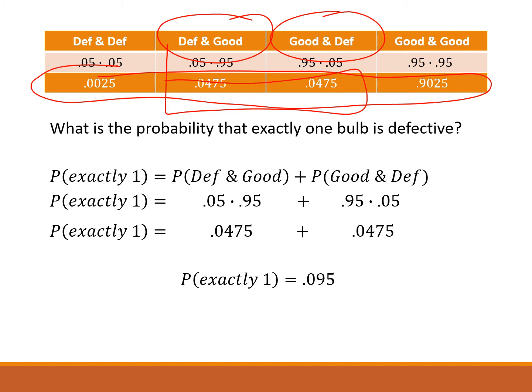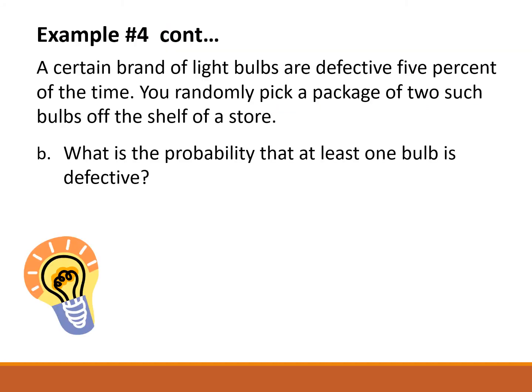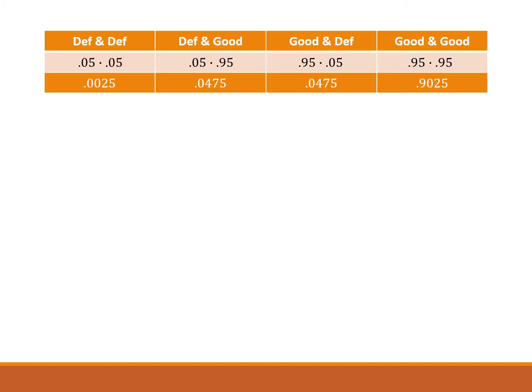Okay, so let's try another one. Same thing with the light bulbs. We're just going to stick to light bulbs. A certain brand of light bulbs are defective 5% of the time. Again, what is the probability that at least one bulb is defective? Well, let's go back to our choices. Where are all the things where at least one bulb is defective? Well, one bulb is defective here, because it says at least one. It doesn't matter if I have both of them. It didn't say exactly one, it says at least one. So at least one means I just need one of them to be defective.